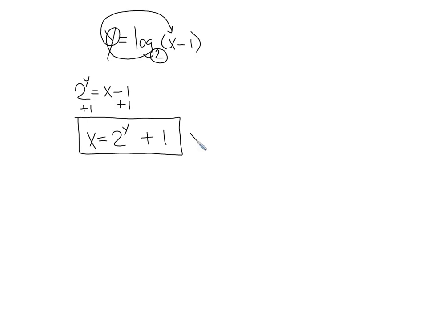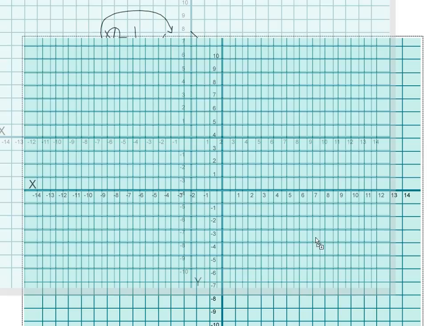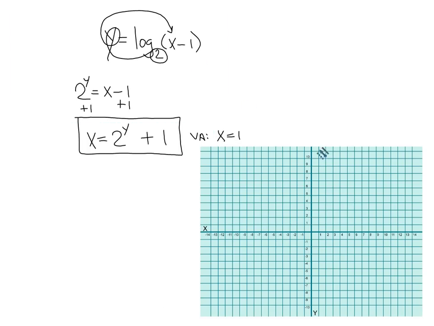Right away, guys, what is our vertical asymptote going to be now? X equals 1. So let's put that on our graph right away. Why 1? Because the 1 is being added at the end. So x equals 1. You guys with me? T-chart time.